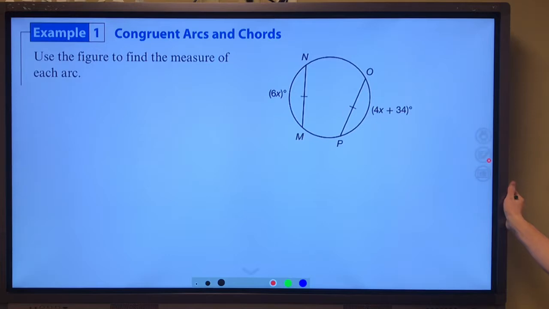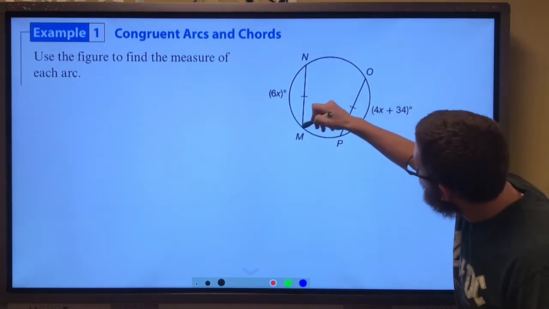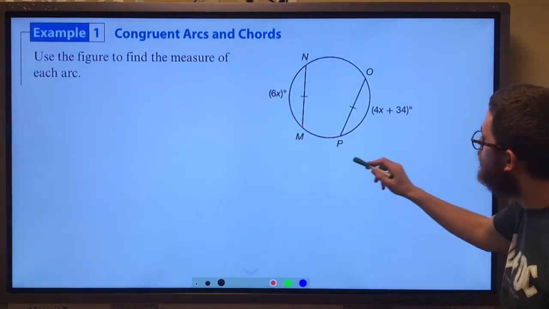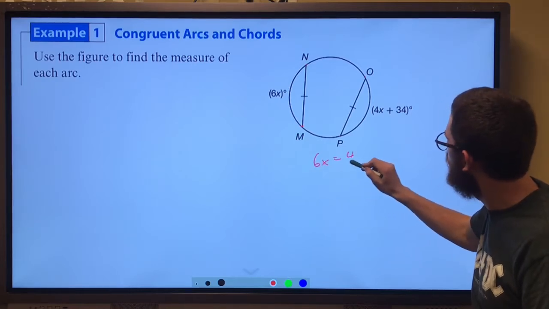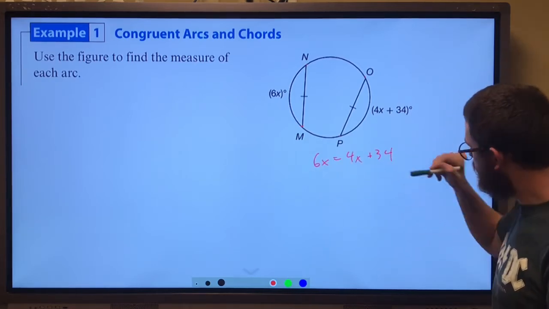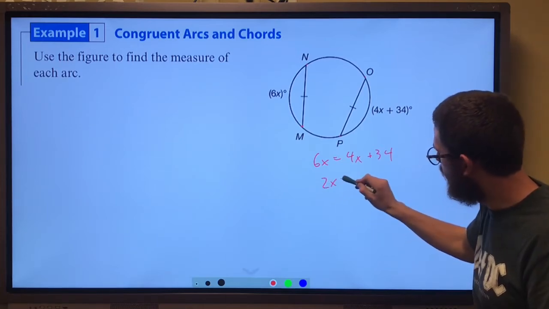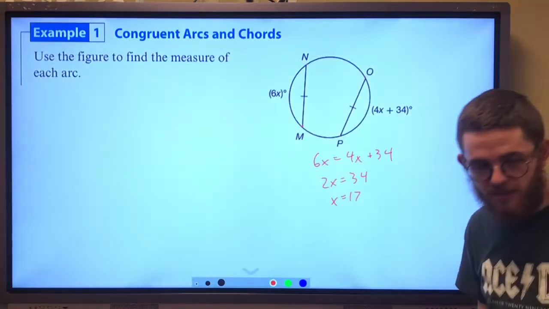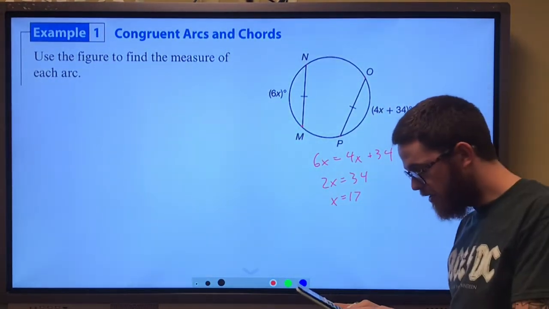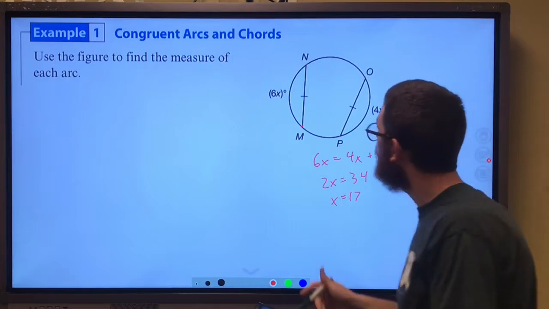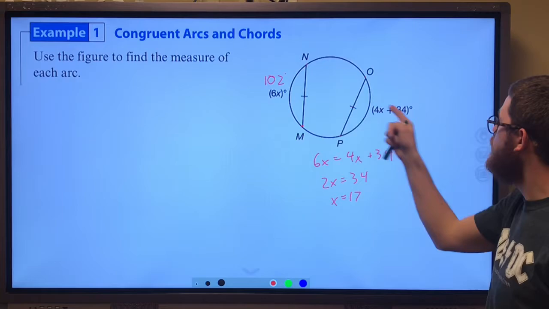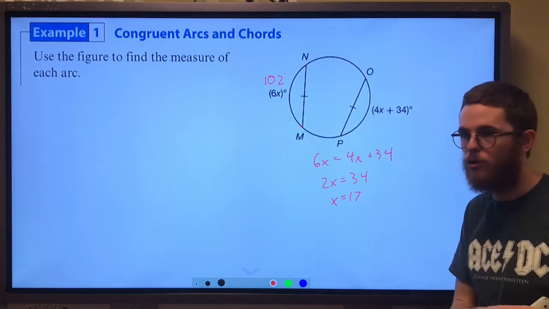So here, use the figure to find the measure of each arc. Well, I know that they are bound by the same endpoints of congruent chords, so those arcs must be congruent. 6x equals 4x plus 34. That means 2x equals 34. X is 17. So if I plug that in, 6 times 17 would mean that this arc right here is 102 degrees. And so that arc must be the same thing. They're both 102 degrees.